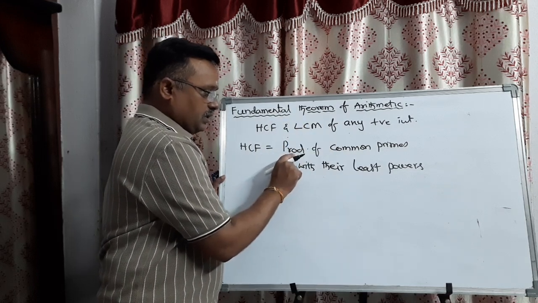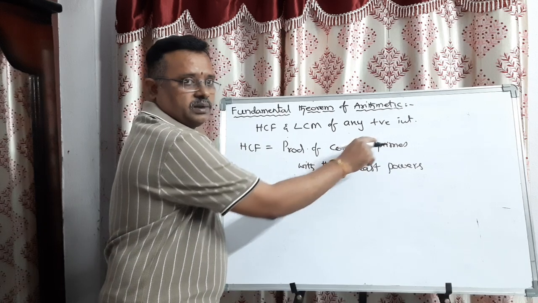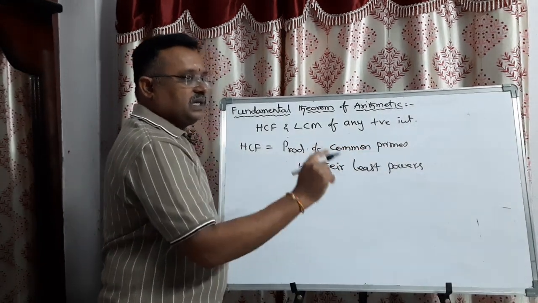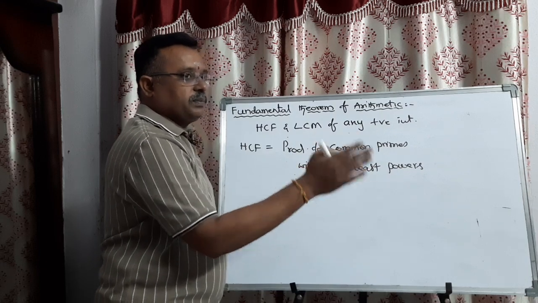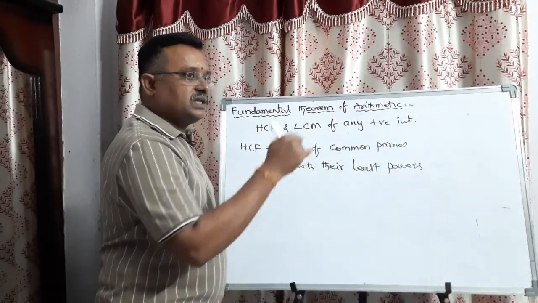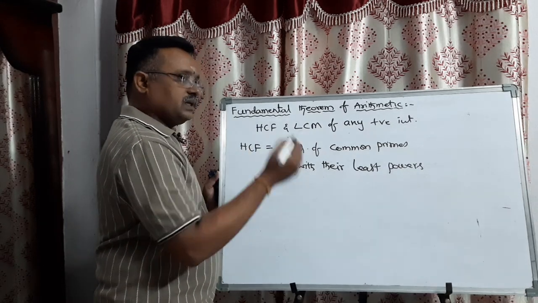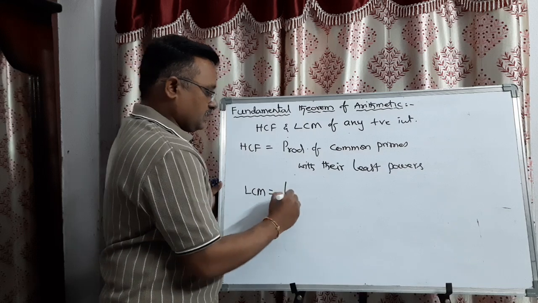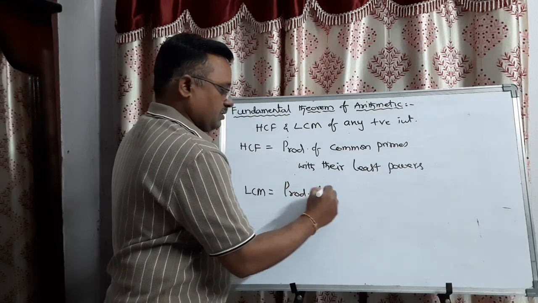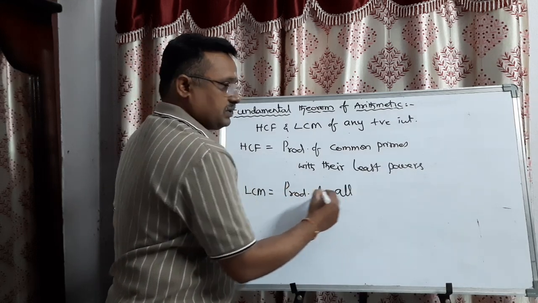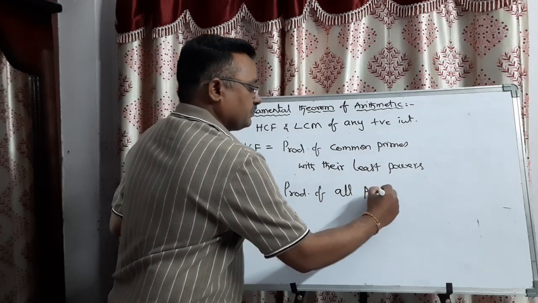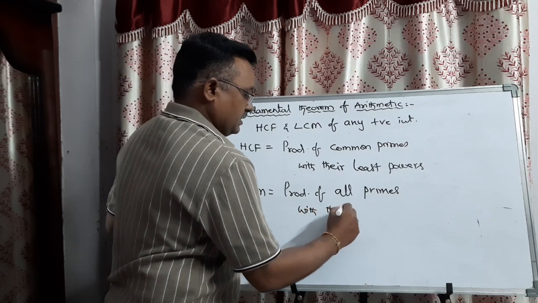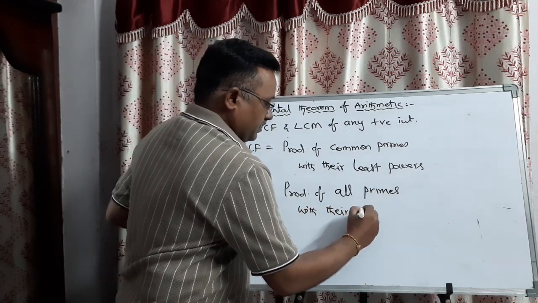What is that one? Product of their common primes. How to consider? With their least powers. If the common prime is having different powers in different conditions, choose their least power to calculate HCF. In the same way, the rule to find out LCM is the product of all primes. Have you understood that? All primes with their biggest powers or highest powers.